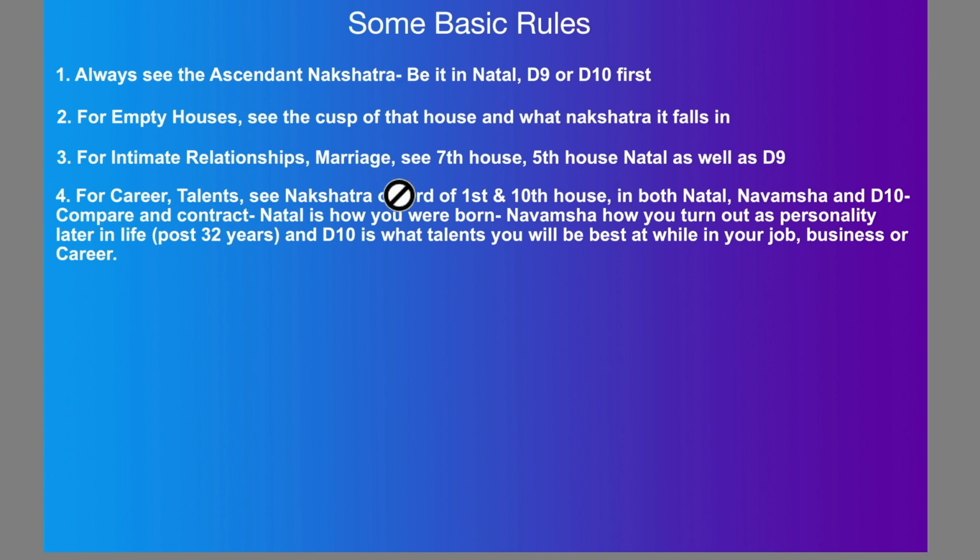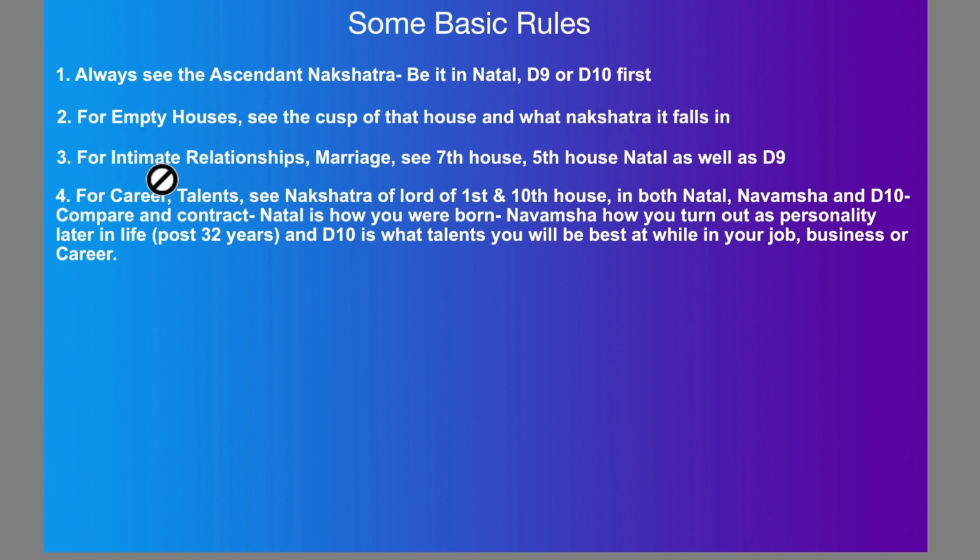To begin with, you can start with these 4 basic sets of rules. How do I start? If I have my Vedic astrology chart in front of me, the natal, the Navamsha, the D10, how do I start? Always first see the ascendant nakshatra, be it natal, D9 or D10. That's the first starting point. For empty houses, if your 10th house is empty or your first house is empty, see the cusp of that house and what nakshatra that falls in. That would also be a good start because we are seeing it from a nakshatra point of view here. Yes?